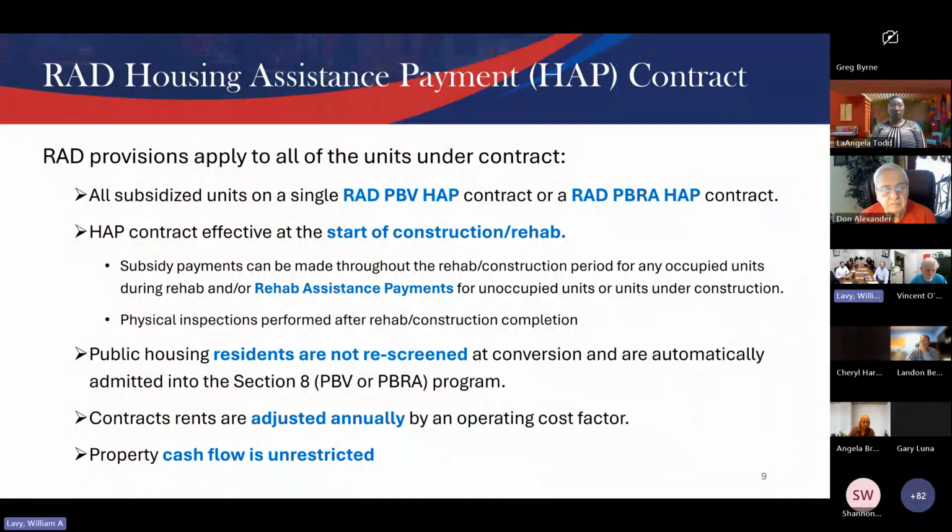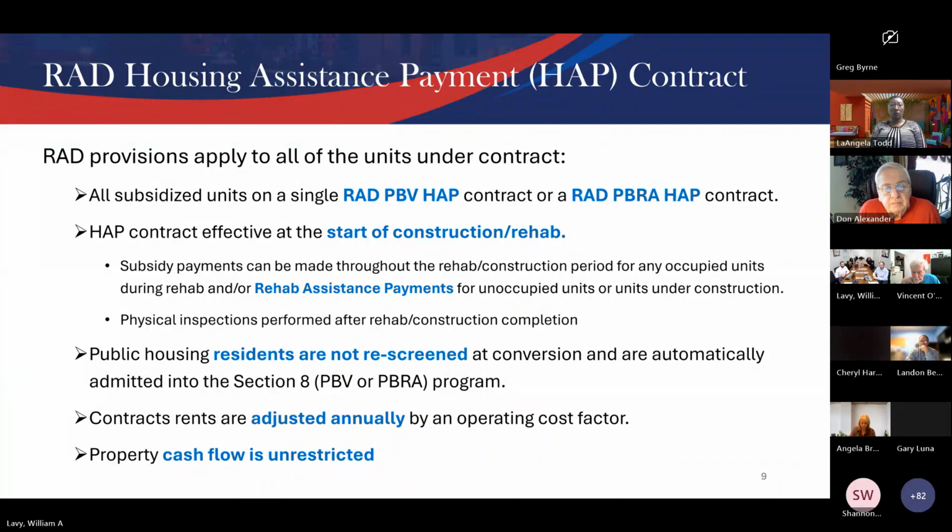So under the contract, as I said, all the subsidized units will be on a single contract. We sign the HAP contract at the start of construction or rehab. And that's really important because that means, especially if you're doing an occupied rehab, you're getting subsidy payments during that rehab period to continue to support the operations of the property. The contract also provides for what's called rehab assistance payments that makes payments for unoccupied units that are still under construction.